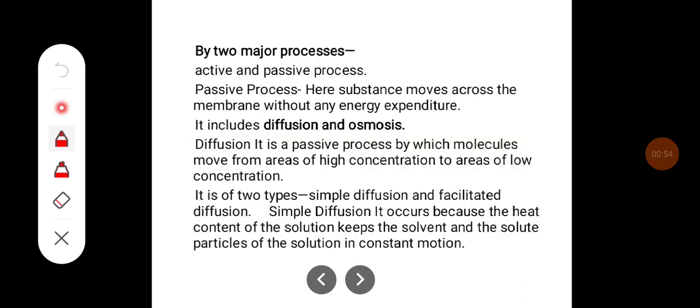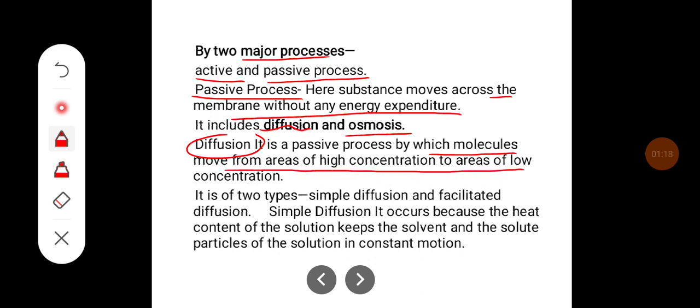The transport across the cell membrane occurs by two major processes, the active process and the passive process. In the passive process, the substance moves across the membrane without any energy expenditure, which includes diffusion and osmosis. Diffusion is a passive process by which molecules move from areas of higher concentration to areas of low concentration.